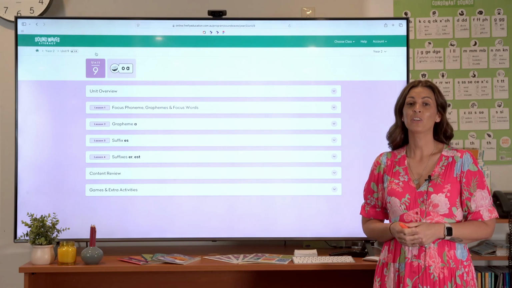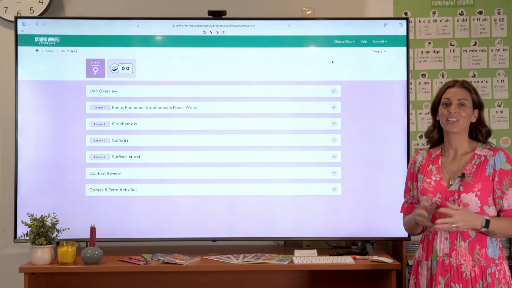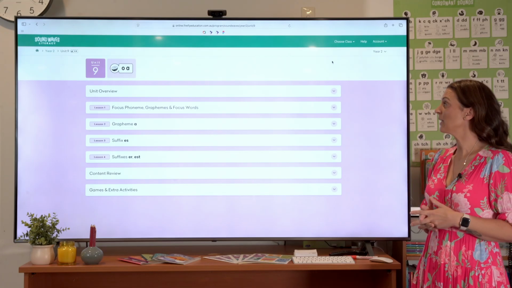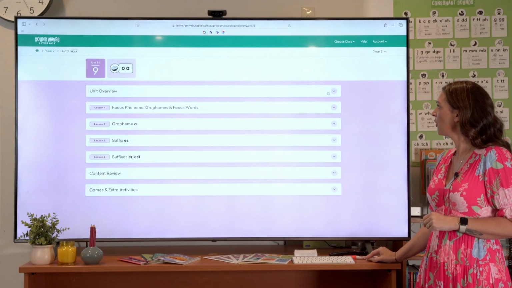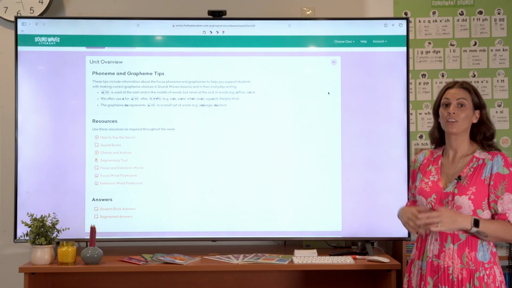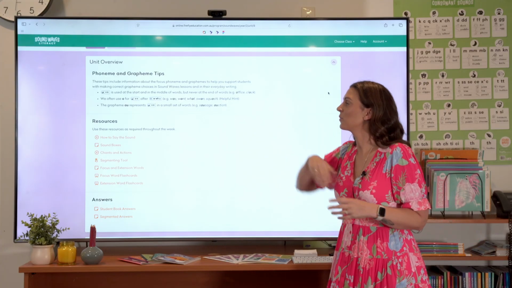Hi, today we're going to be looking through a lesson. We're going to be looking at Unit 9, Lesson 1. So the focus phoneme for the week is O. Before you start your Sound Waves lessons for the week, it's really important that you become familiar with the unit overview. The unit overview consists of information that you will be able to use through the week. Most importantly, the phoneme and grapheme tips.